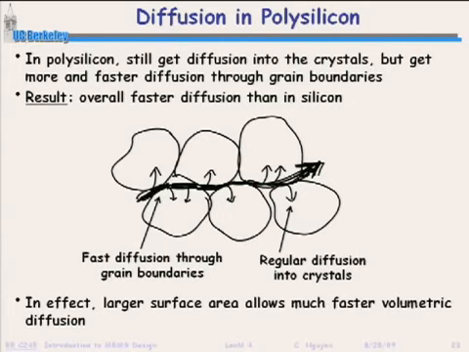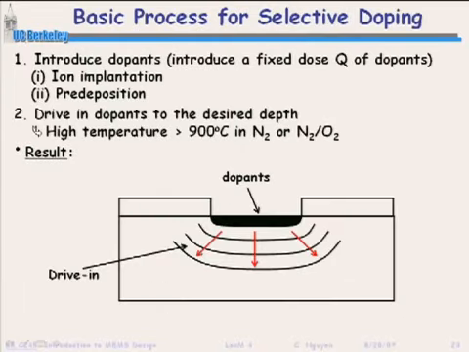Okay, so let's now talk about the basic process for selective doping. Usually in doping, you have some process that introduces the dopants. We talked about ion implantation. That's one way to introduce dopants, so I can implant my dopants into here. There's another thing called pre-deposition, where you basically surround the wafer with the dopants and they diffuse in a little bit initially. Okay? And then you take another step to drive the dopants in. So the second step is drive-in of dopants. You drive them into the desired depth here.